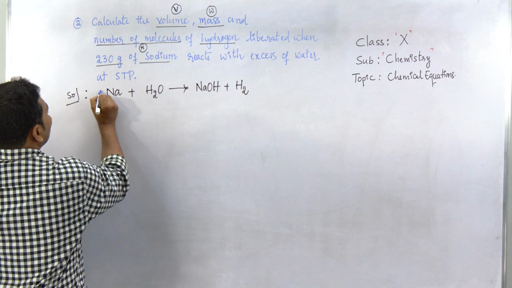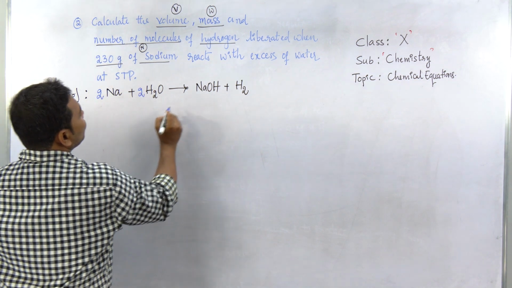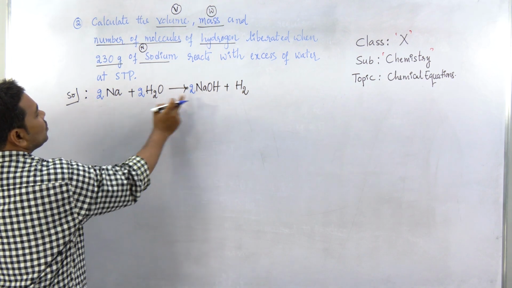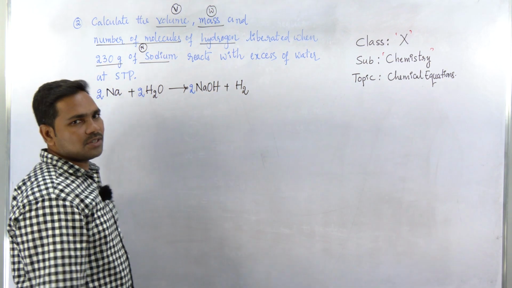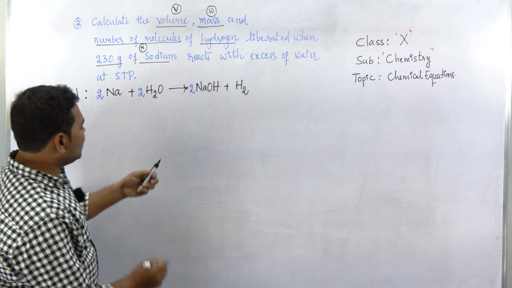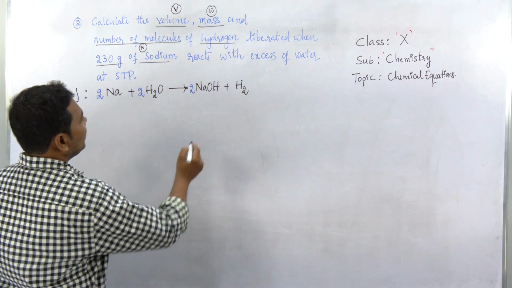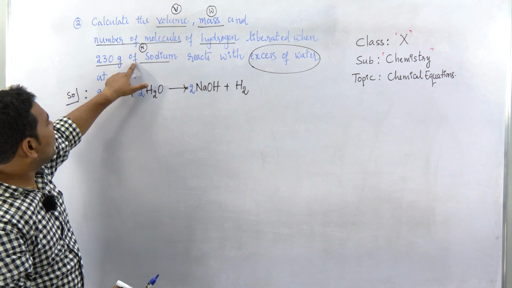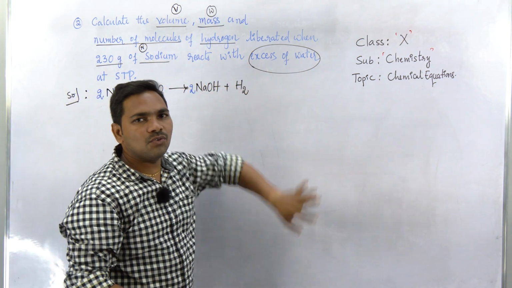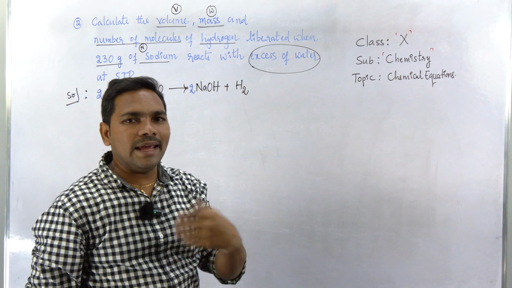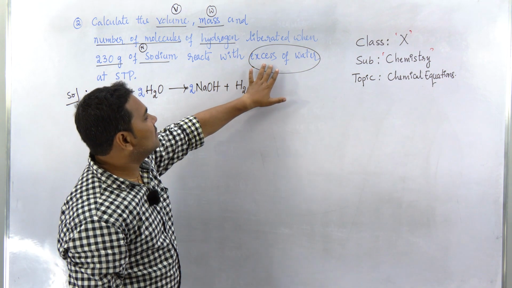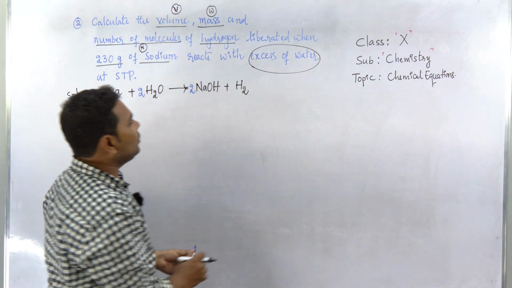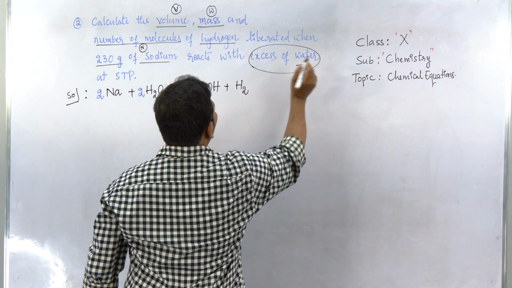Let us balance it. I write 2 Na, 2 H2O, 2 NaOH and H2. 2 hydrogens, 4 hydrogens on each side, 2 sodium, 2 oxygens, 2 oxygens. It is balanced now. What substances are involved here? Excess water is mentioned. 230 grams of sodium react with excess water. Whenever a substance is given in excess, enough to react with the other substances, we don't need to worry about the amount of water here.